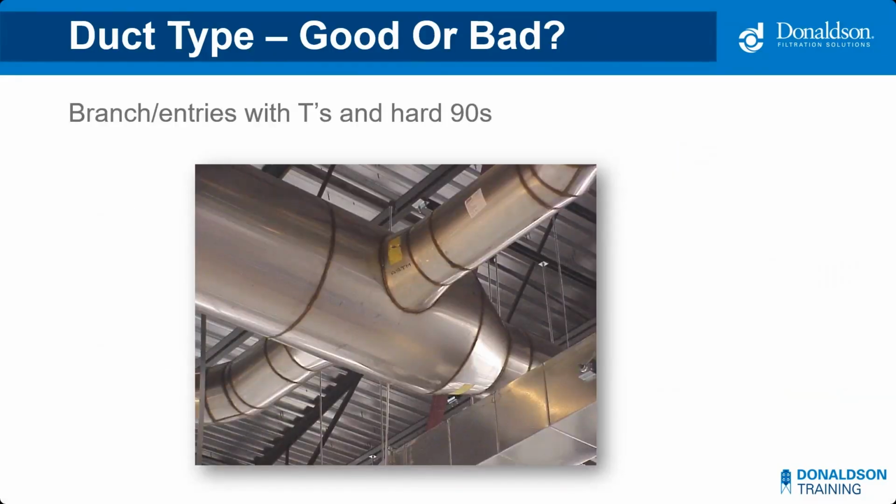All right, so here's the last one. Here you've got a duct system with branch entries with T's and hard 90 degrees. Is this good or bad for a dust collection system?